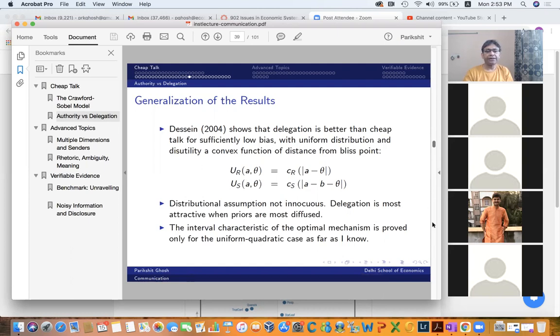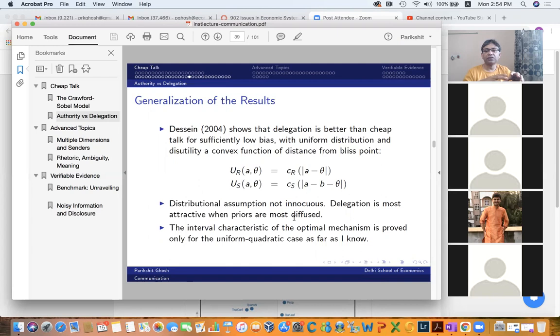And in his paper, Dessein shows that, as I said, this result generalizes to distance-based preferences, not just the quadratic preferences, but any kind of distance-based preferences, where the disutility is convex in the gap between action and bliss point. The distributional assumption, the fact that we have taken a uniform distribution, is not knife edge. It's not like, if we take some other distribution, it won't happen.